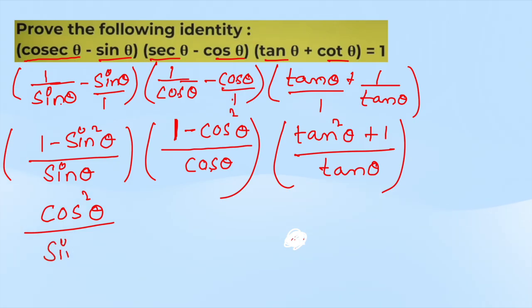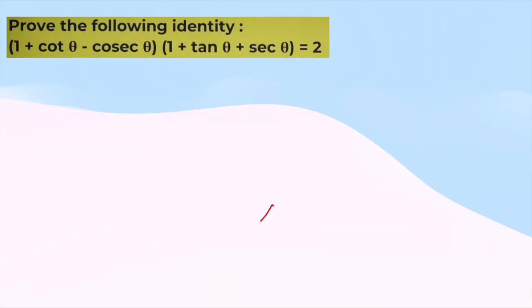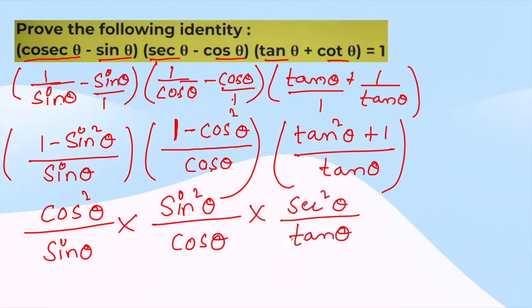This will be sine theta. So 1 minus cos square theta is sine square theta by cos theta. We know this identity as well: 1 plus tan square theta. What is 1 plus tan square theta? Good. Sec square theta. It is sec square theta by tan theta. Any doubt? Now we can cancel them out. Cos theta cancels out, sin theta cancels out. Now sec square and tan.